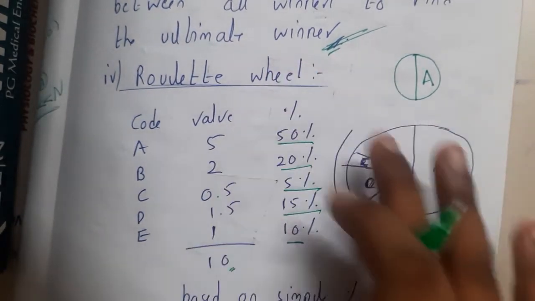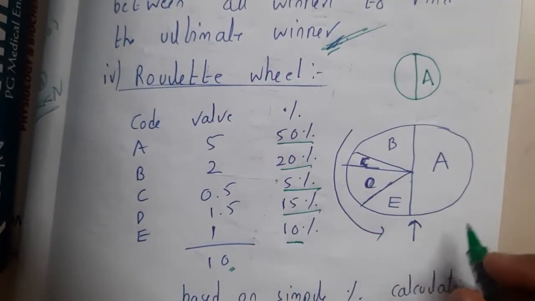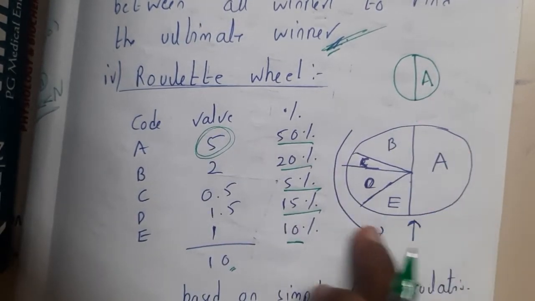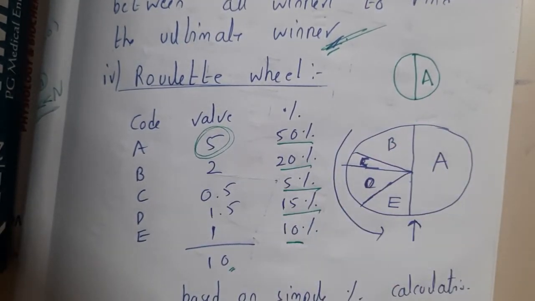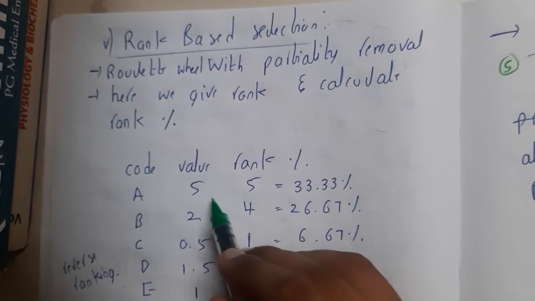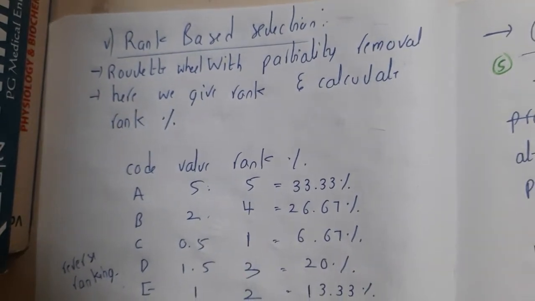This is a method, but the only disadvantage here is that as the value of A is high, there is a high probability that it is going to be selected most of the times. This disadvantage is removed in our rank based method. Basically, instead of using those values directly, we will be giving ranks.